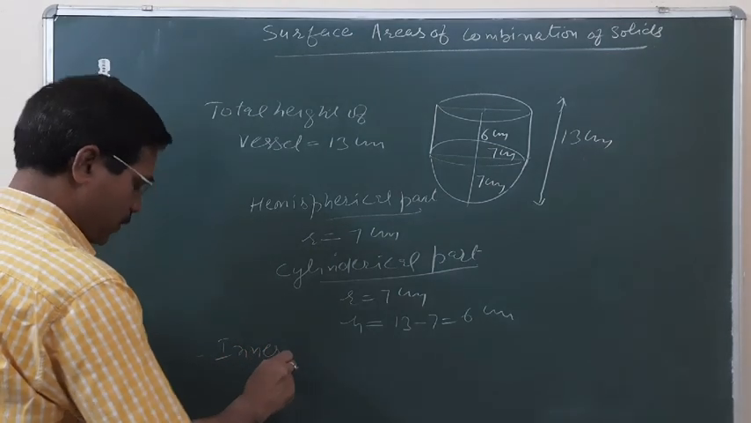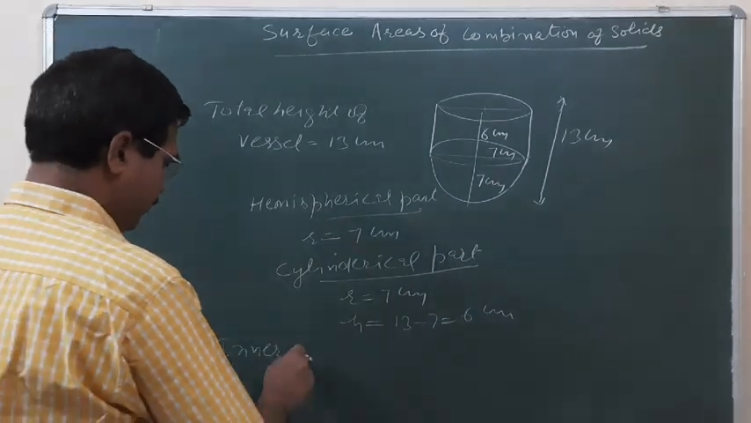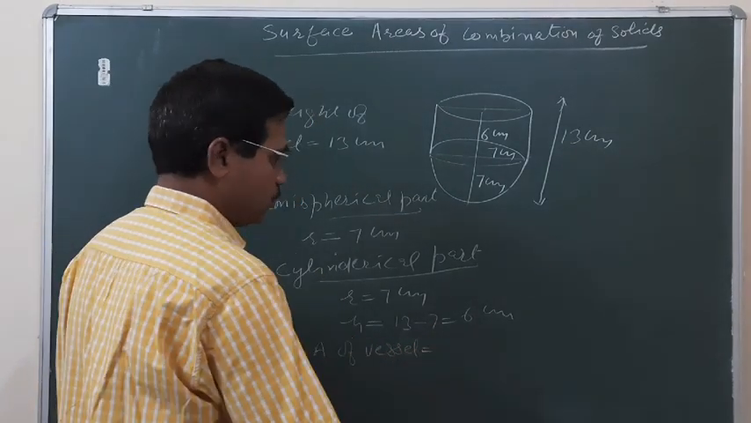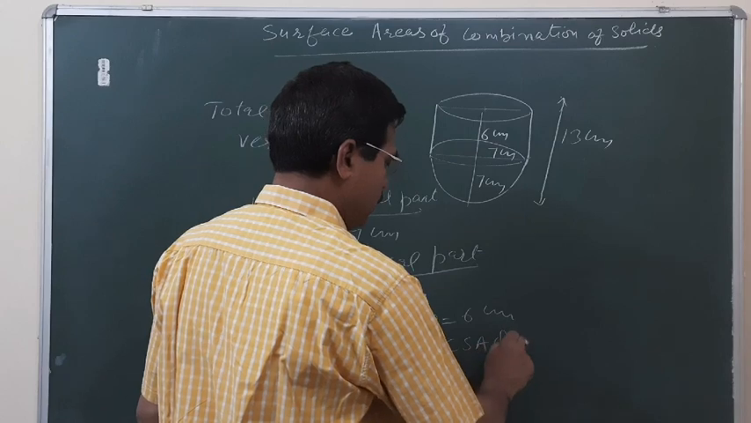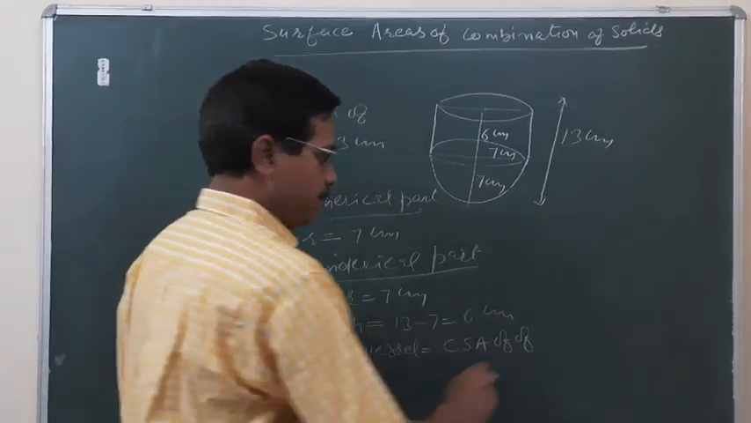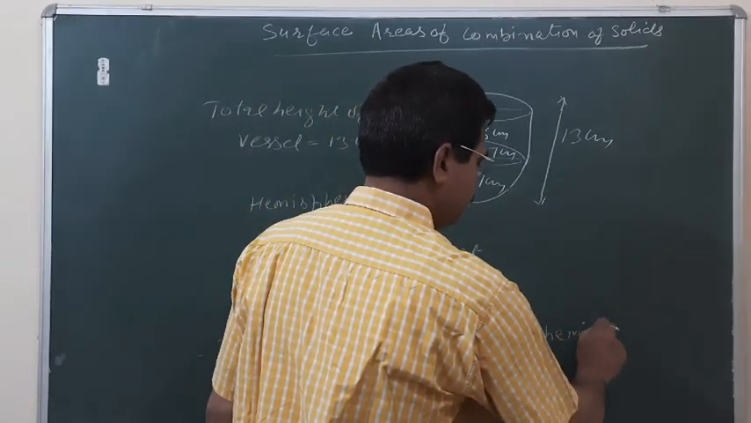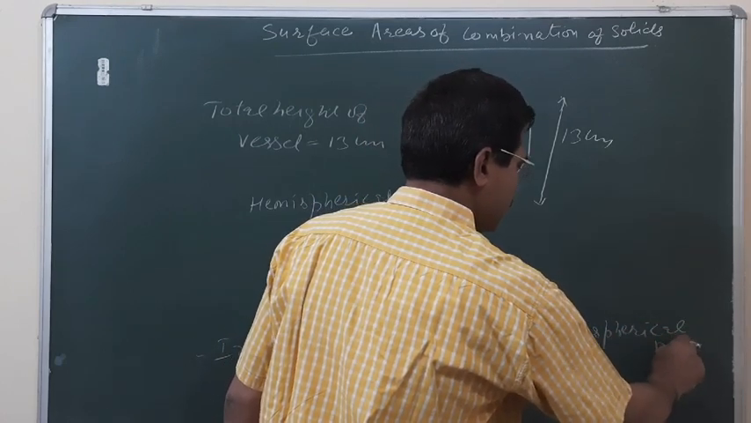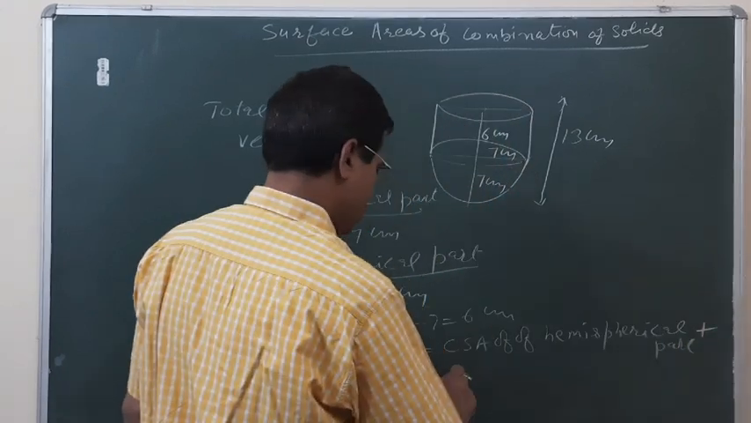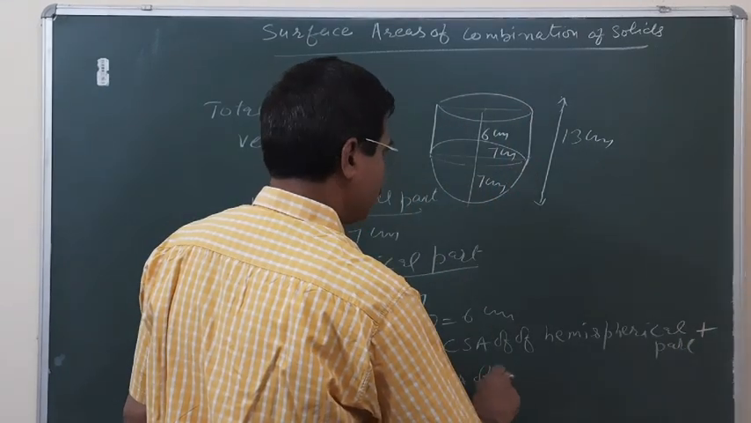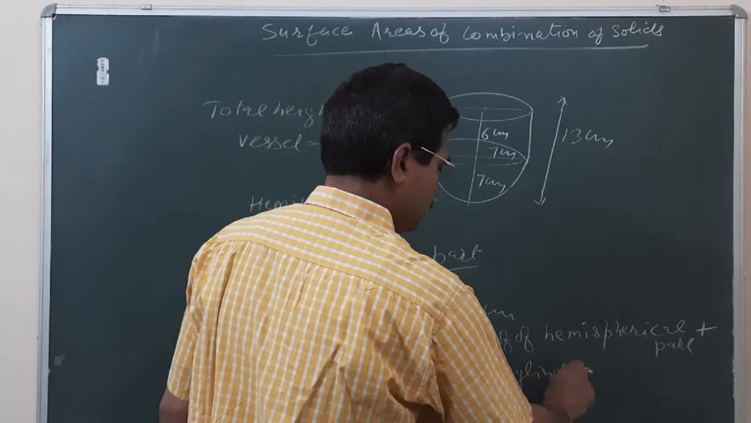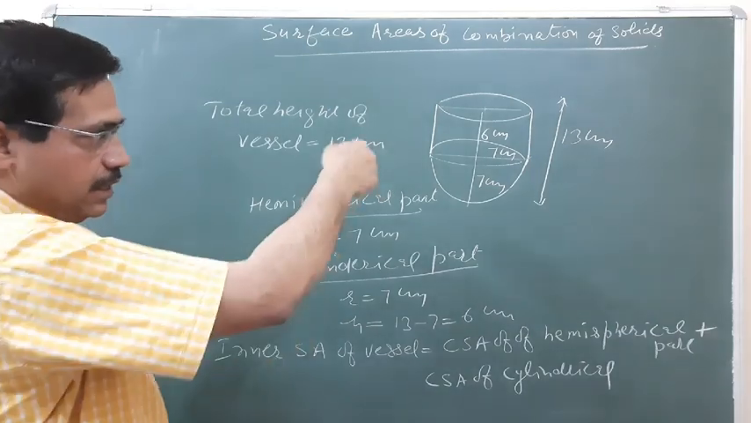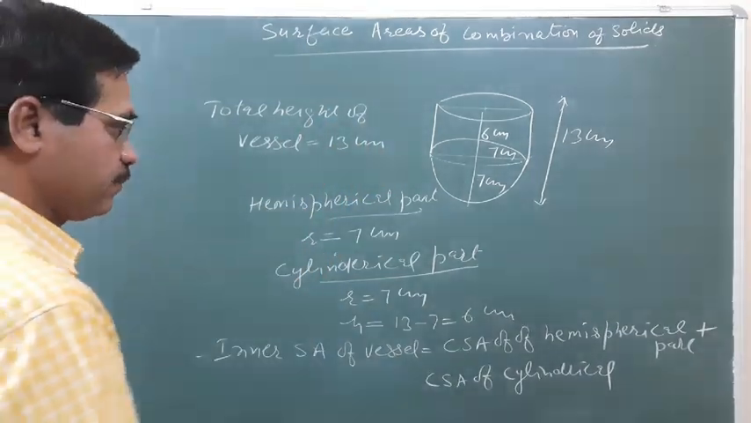Inner surface area of vessel is equal to curved surface area of hemispherical part plus curved surface area of cylindrical part. We will add the curved surface areas of both parts, only then will we get the inner curved surface area.